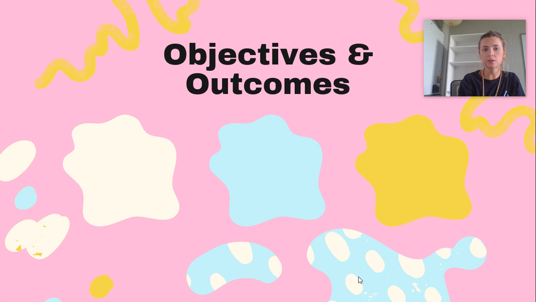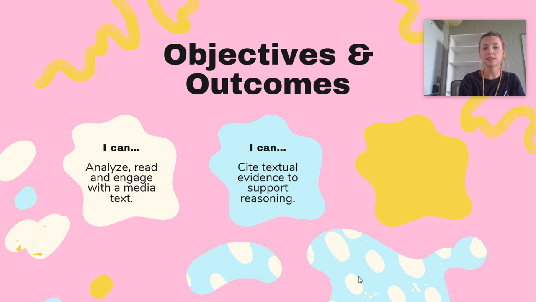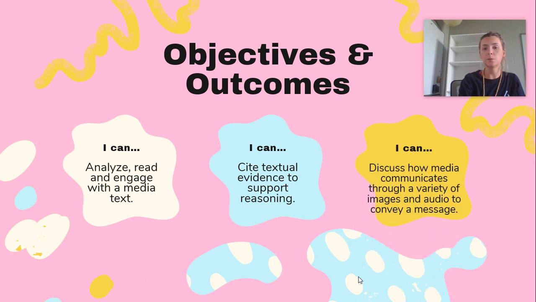So the objectives that students have throughout this lesson is that students will be able to analyze, read, and engage with the media text. Students will also be able to cite textual evidence to support reasoning. And students will be able to discuss how media communicates through a variety of images and audio to convey a message. And so that's important that students have an understanding that literacy itself is communicating messages, and how the media does that is done in a very specific way.